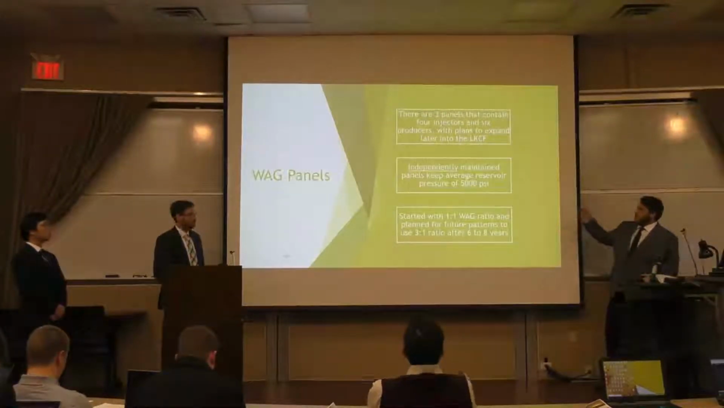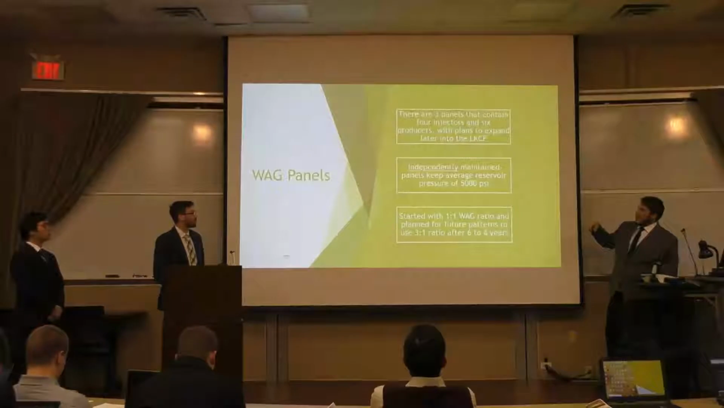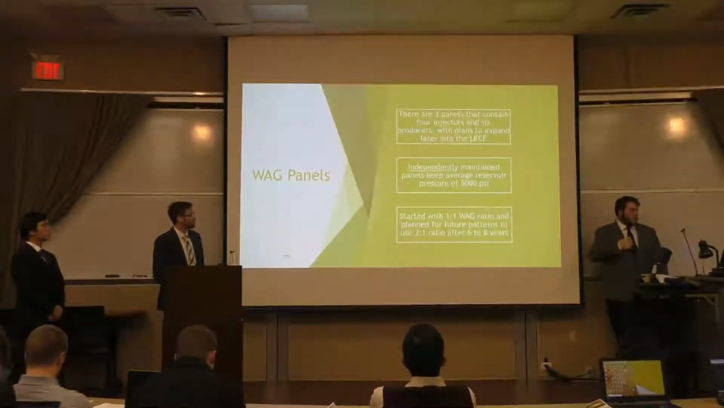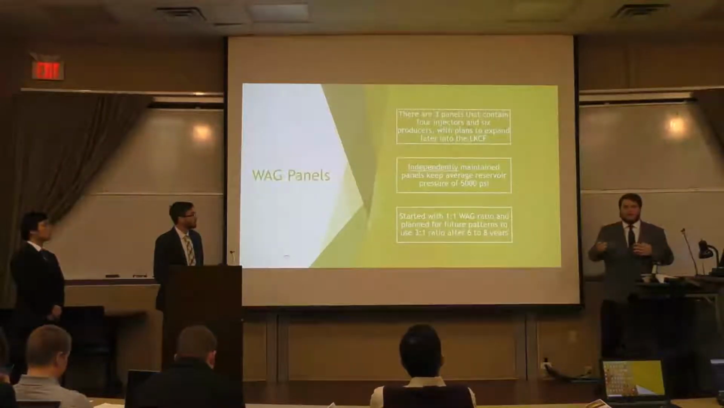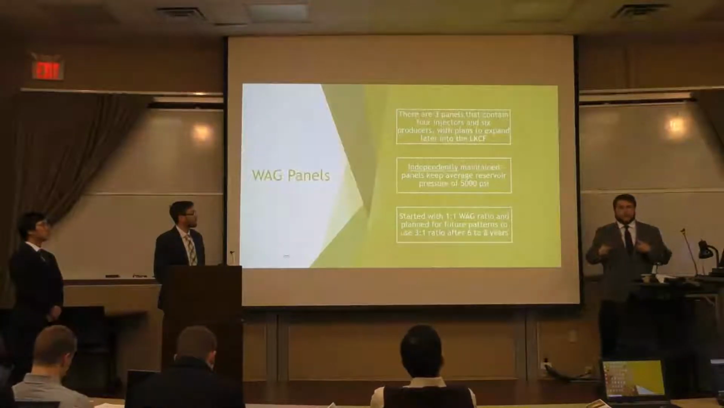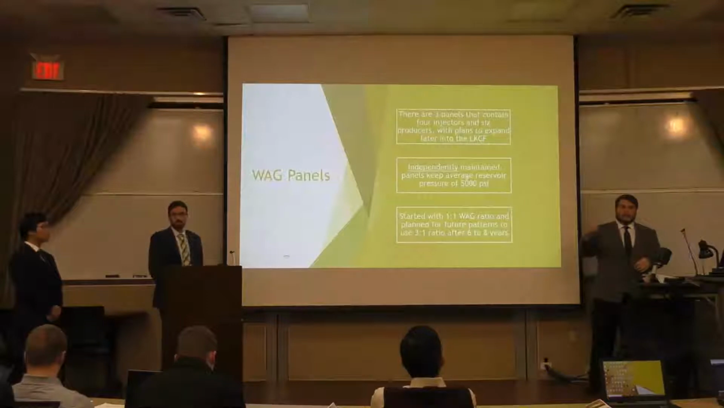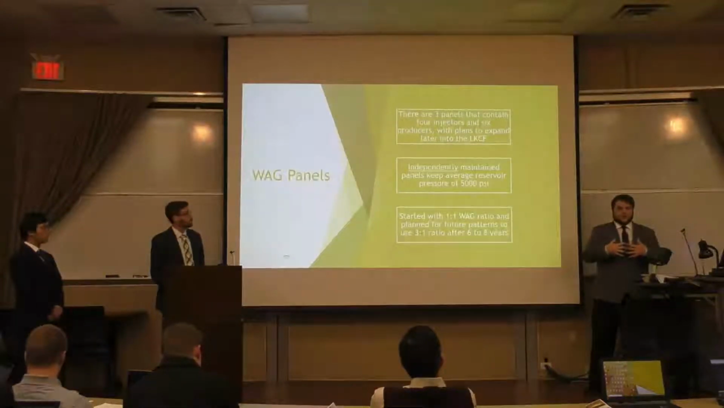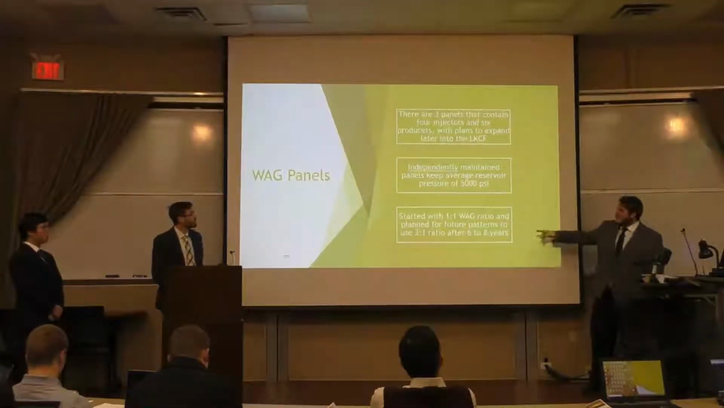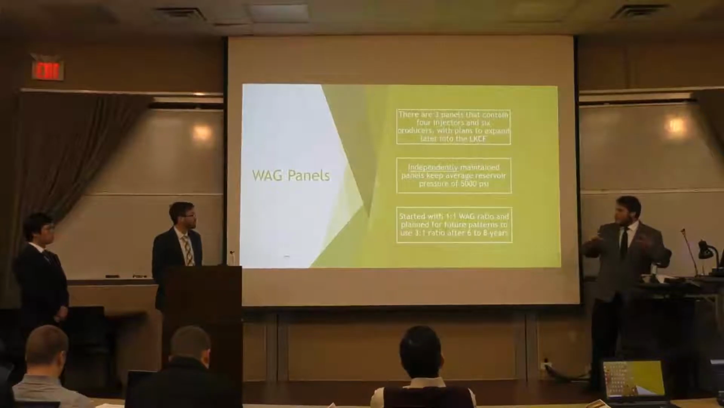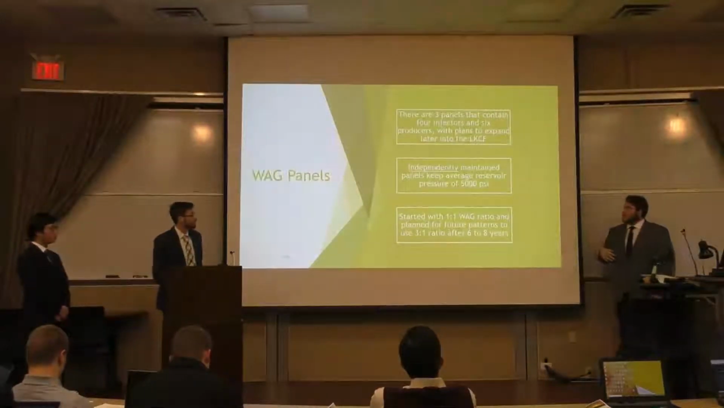In these panels, they keep each one at 5,000 psi average pressure. They started off with their water alternating gas injection at a 1-to-1 water to gas ratio. And they found that as the reservoir matures and gets more complex, they were going to plan on using a 3-to-1 water to gas ratio, and that was going to take 6 to 8 years.